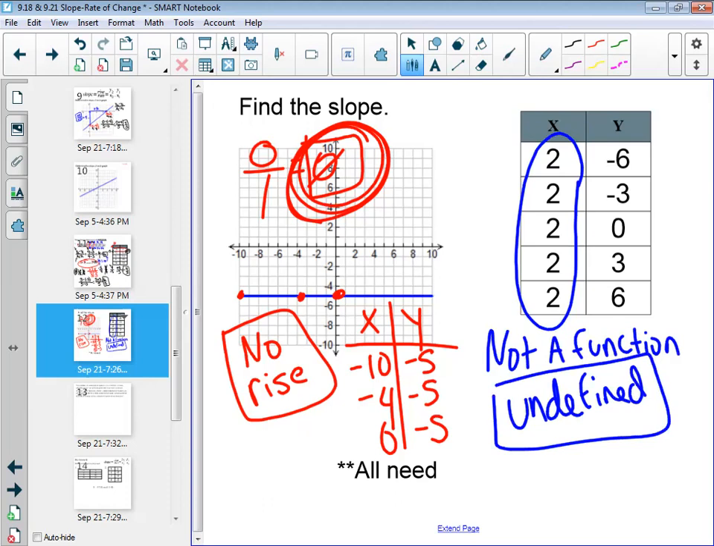And the graph would look something like this. If this was my x and y axis, my line would be a vertical line. And again, it wouldn't pass that vertical line test, so that's why it's not a function.